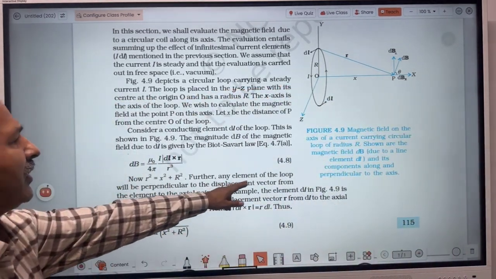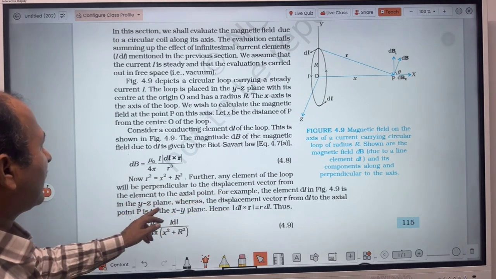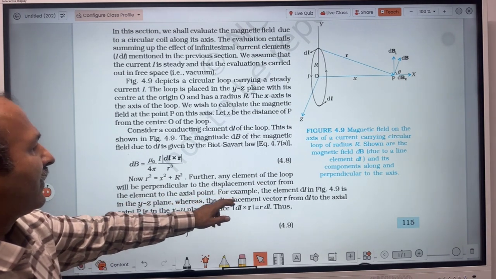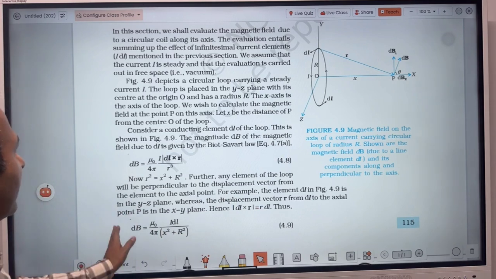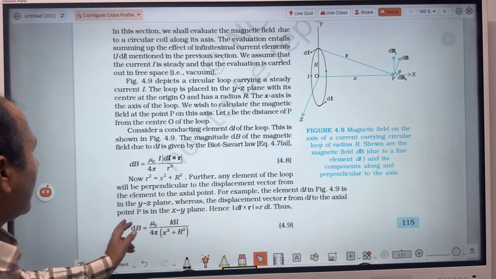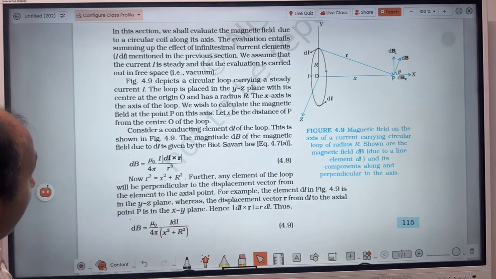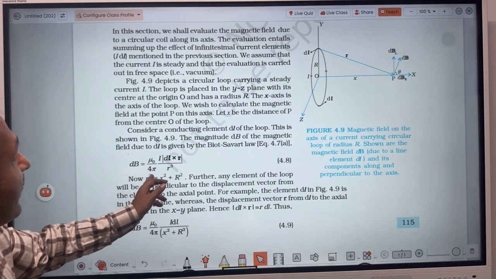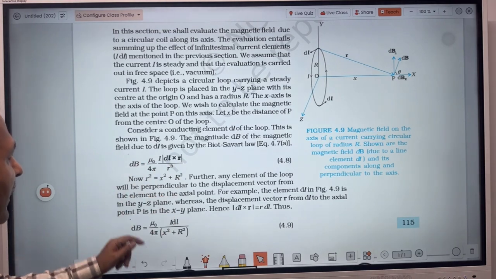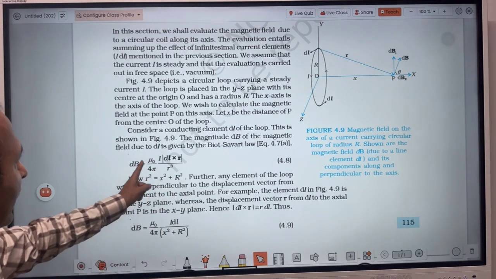Further, any element of the loop will be perpendicular to the displacement vector from the element to the axial point. For example, the element dl in the figure is in the yz plane, whereas the displacement vector r from dl to the axial point is in the xy plane, obviously. So here theta will be 90 degrees. In that case, I dl sine theta will give just I dl. So we can write the relation here.